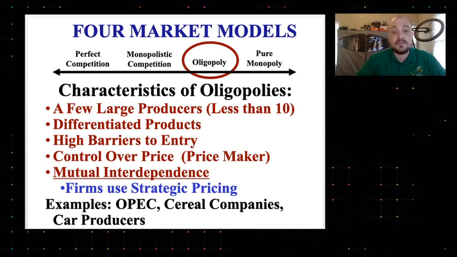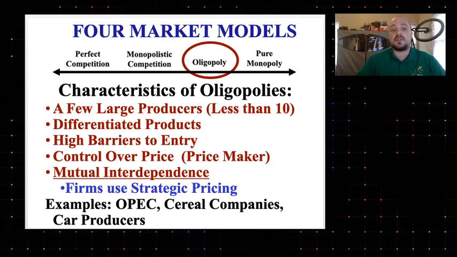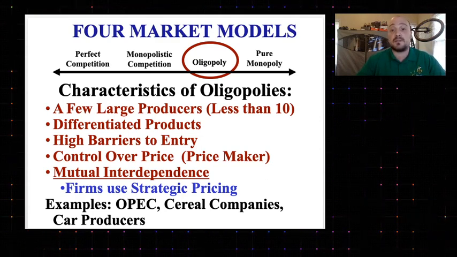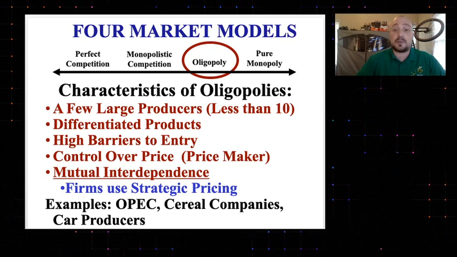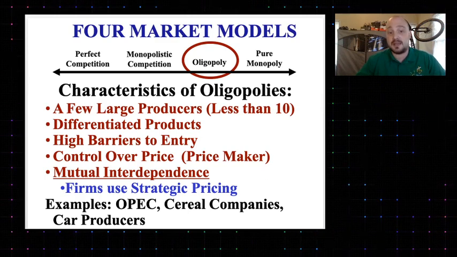Now, because there are very few of them, these oligopolies have control over the price. That makes them price makers. They set their own price, and they're able to because they have differentiated products with different features and different designs.